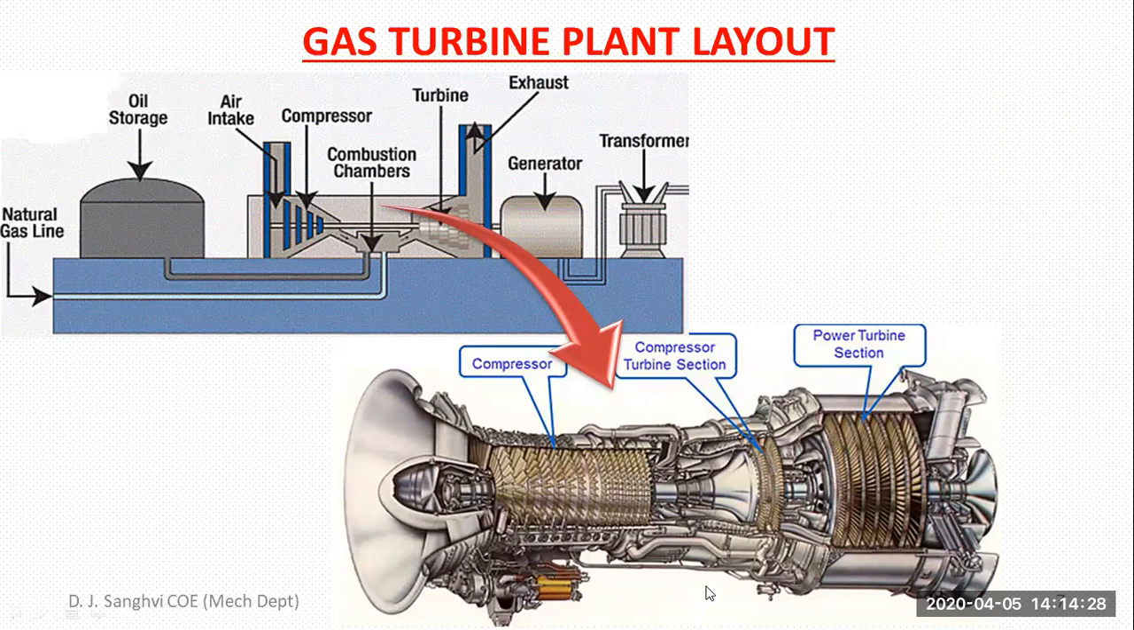Okay, so in a gas turbine plant, your air is going to move in an axial direction. Okay, here you can see your air and then later on the products of combustion are going to move in an axial direction through the compressor as well as the turbine section.